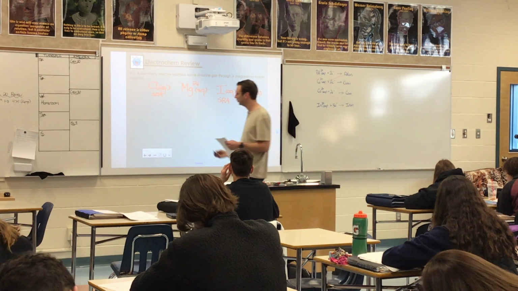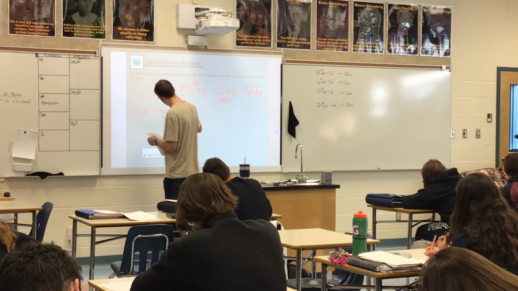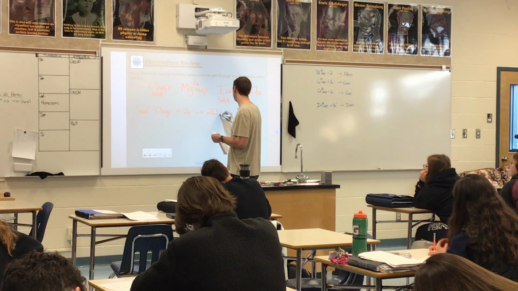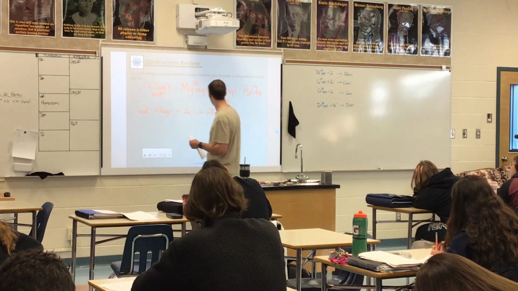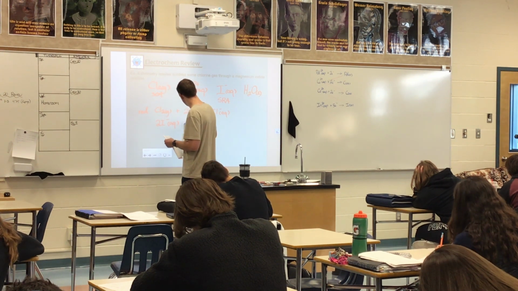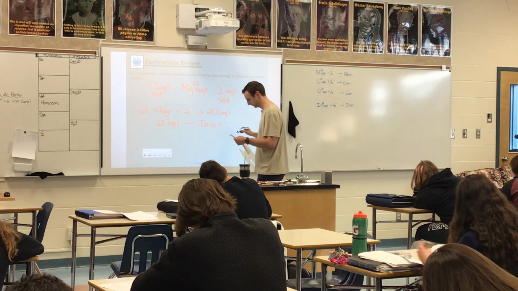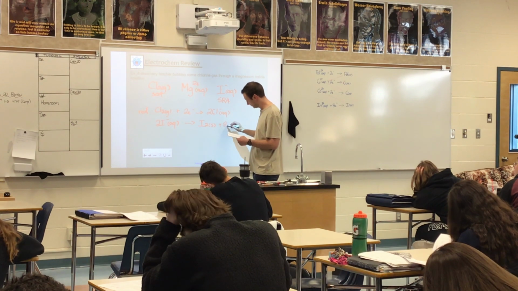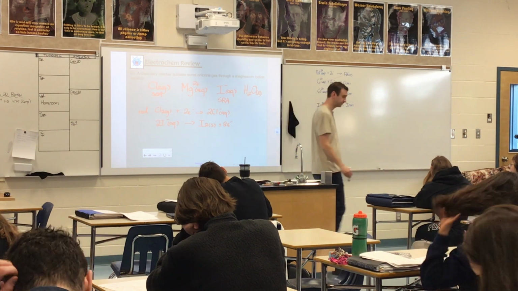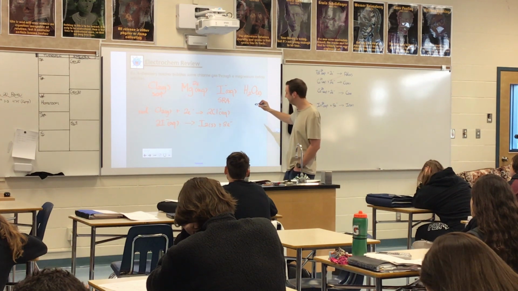What I have for reduction is Cl2 gas plus 2 electrons makes 2Cl- aqueous. And then I have 2I- aqueous makes I2 solid plus 2 electrons. Is this spontaneous? Yeah. My chlorine as an OA is above my iodide as an RA. This is a downhill reaction.